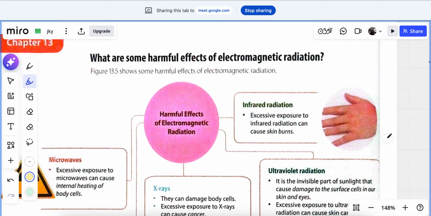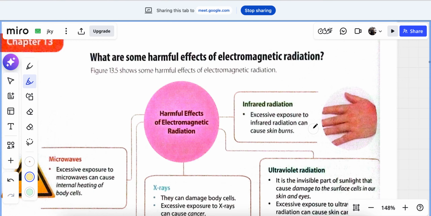We start with infrared radiation. Excessive exposure to infrared radiation can cause skin burn. That's why you should not be too exposed to the sun or any infrared radiation environment. It can burn your skin. That's one big negative effect.